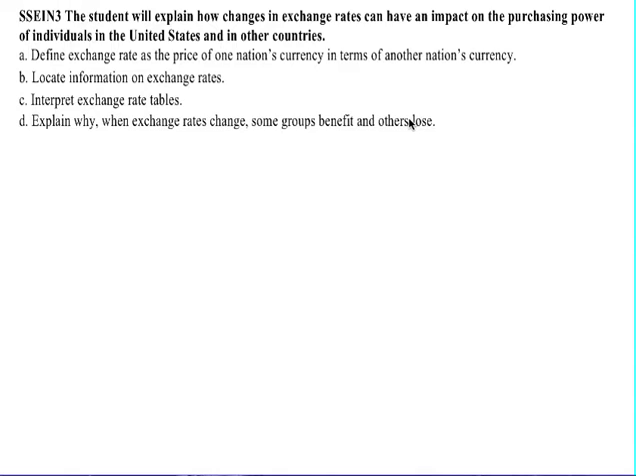In this video we're going to be looking at exchange rates and how exchange rates work, why we need exchange rates, and looking at how to interpret exchange rate tables and who would benefit and who would get hurt from changes in the value of the currency. So let's go ahead and get started.